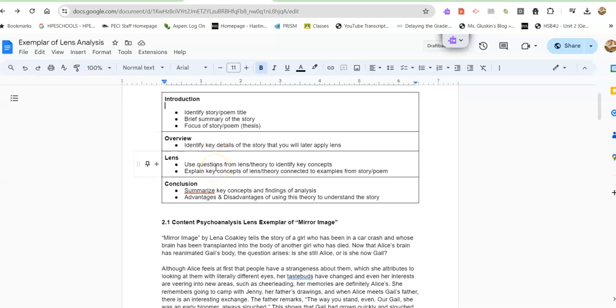The third part is you're going to identify the questions from the lens. There's questions for each of them, and those are in the slideshow. They're also in content for Unit 2, Activity 1. You're going to take those questions and apply them to the story to help you explain key concepts from those questions and the application of the lens. And then the last part is to conclude the key concepts and findings and then outline some of the advantages and disadvantages of examining this story from that lens.